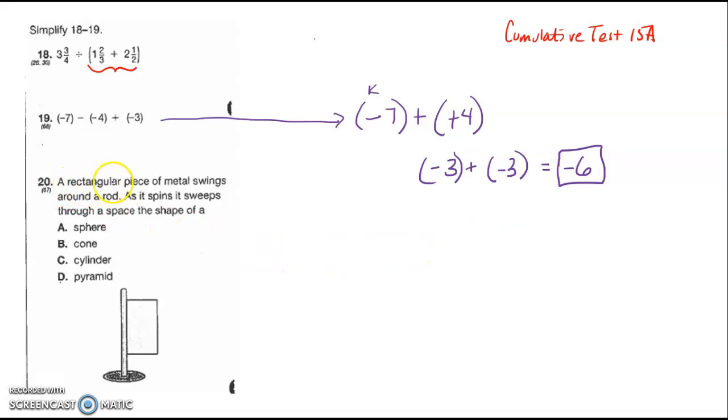Okay, in the last problem here, a rectangular piece of metal swings around a rod. As it spins, it sweeps through the space to show a shape of, it's going to be a cylinder. So if you can kind of see, it's going to go around like this, and then this is going to go around the bottom. Then you can kind of see the cylinder shape.